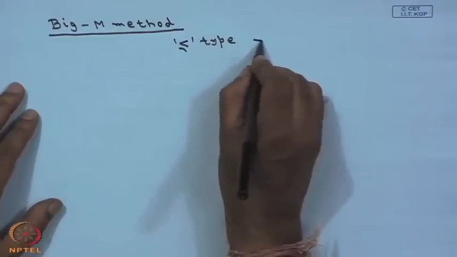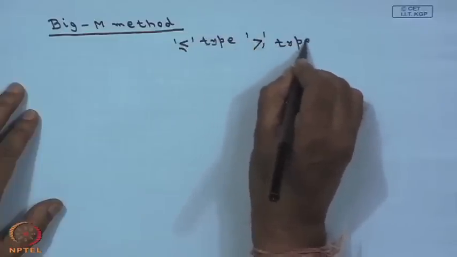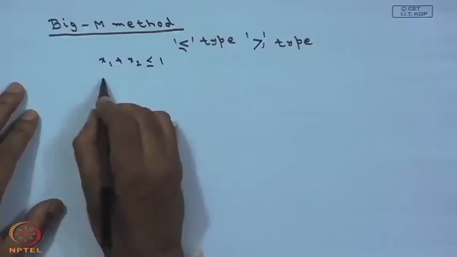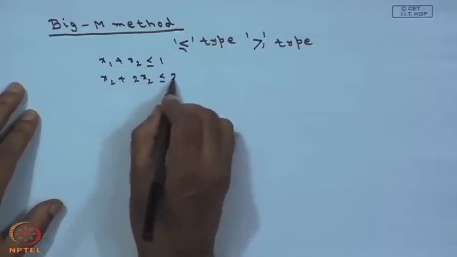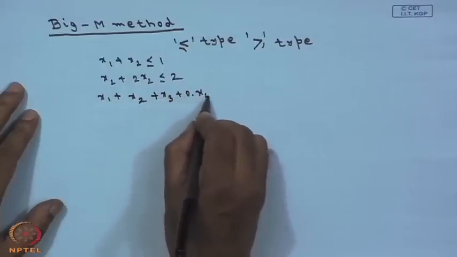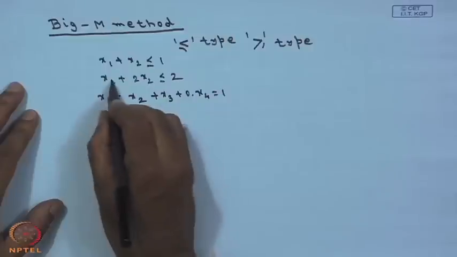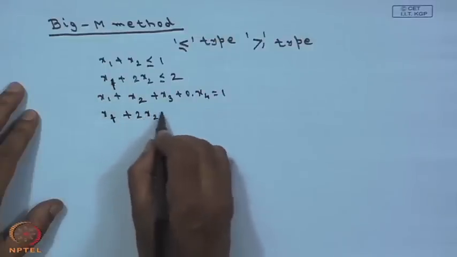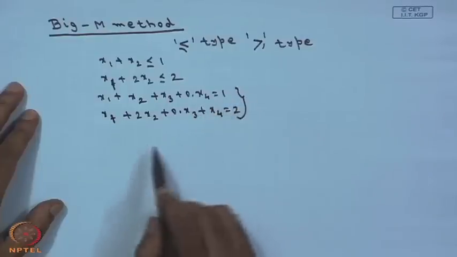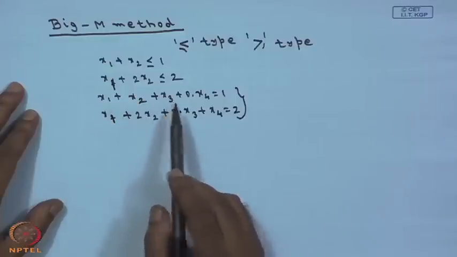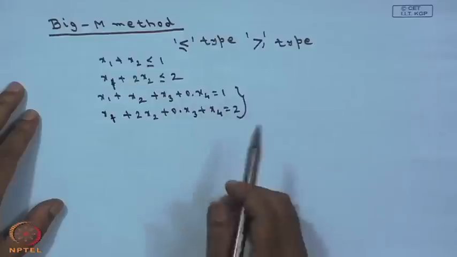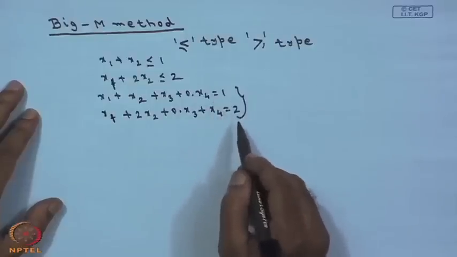If it is of greater than or equal to type, we will introduce something else. So for less than or equal to, if it is x1 plus x2 less than or equal to 1 and x1 plus 2x2 less than or equal to 2, what were we doing? We were making x1 plus x2 plus x3 plus 0 into x4 equals 1, and x1 plus 2x2 plus 0 into x3 plus x4 equals 2. Whenever you make x1, x2 as 0, your basis variables become x3 equals 1 and x4 equals 2.